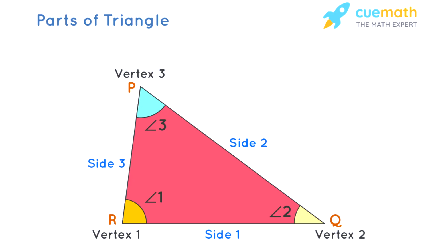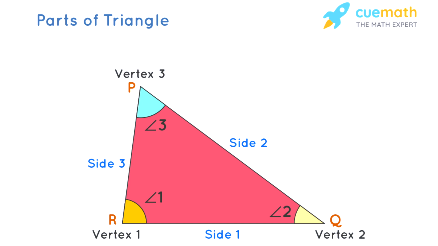So here we have the parts of a triangle. You can see this triangle has 1, 2, 3 sides. Its angles are angle 1, angle 2, angle 3. And the vertices are vertex 1, vertex 2, vertex 3, whose names are P, Q, R. Always keep the vertex names of the shape in capital letters. So these are the parts: 3 sides, 3 angles, 3 vertices.